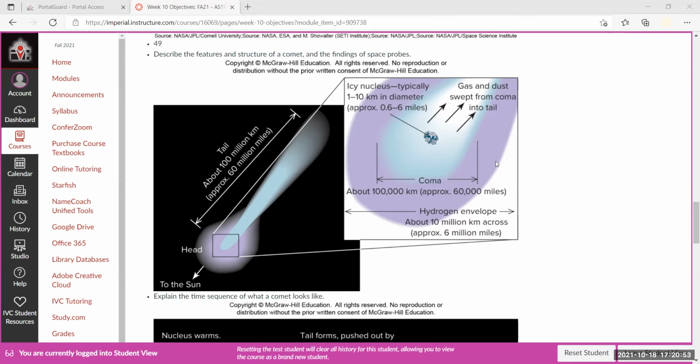Furthermore, the hydrogen envelope can span about 10 million kilometers. So you can put about 100 Earths in here. It's a big structure. That's what the comet is, okay?